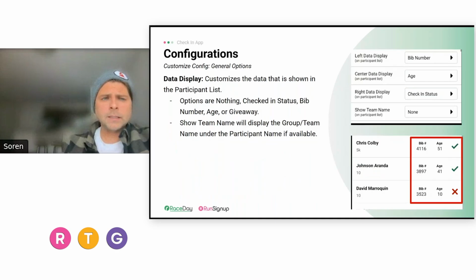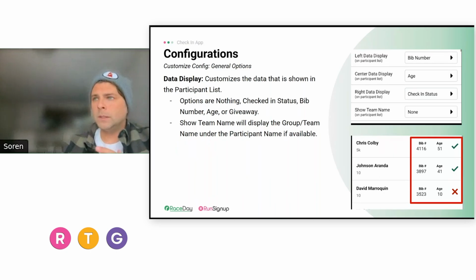And then the next option here is data displays. This customizes the data that is shown on the participant list. The options are nothing, checked in status, bib number, age, or giveaway. And you can see on the right what some of this looks like. And then show team name will display the group or team name under the participant name if it's available.